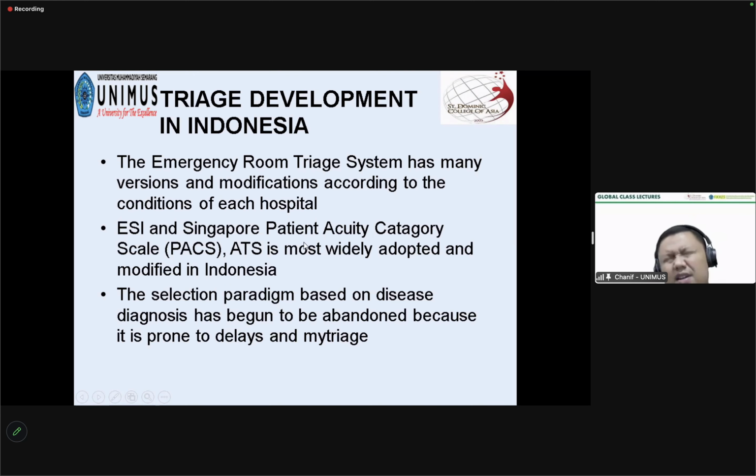Based on our observation in a lot of hospitals, most hospitals in Indonesia use three models: ESI, PACS, and also the Australian one. The selection paradigm based on disease diagnosis has begun to be abandoned because it is prone to delays and mistriage. So we cannot decide the level of priority based on the medical diagnosis.